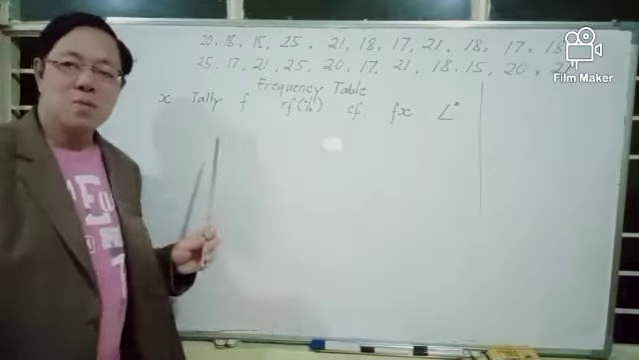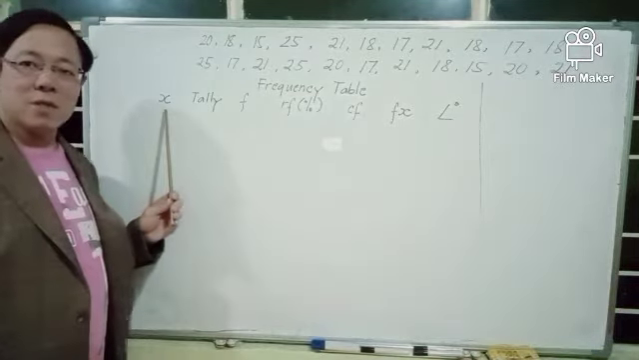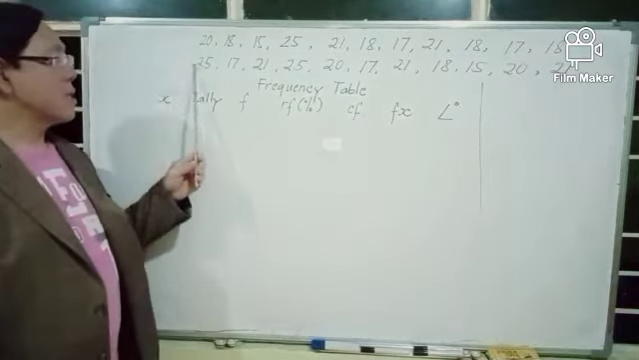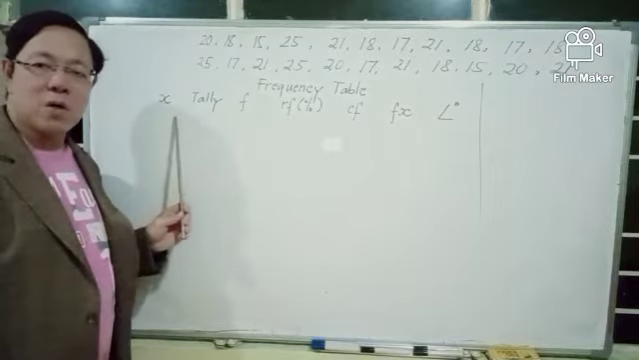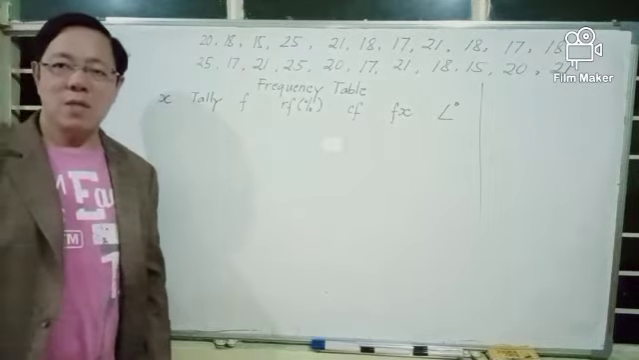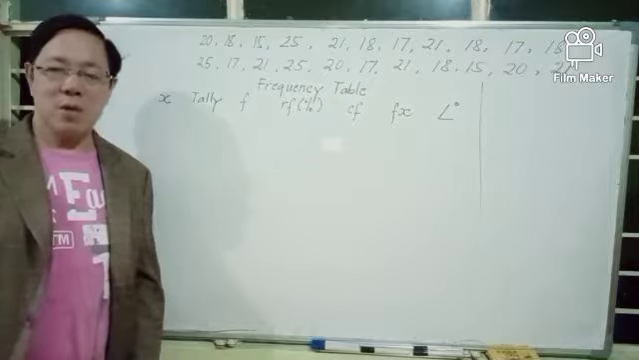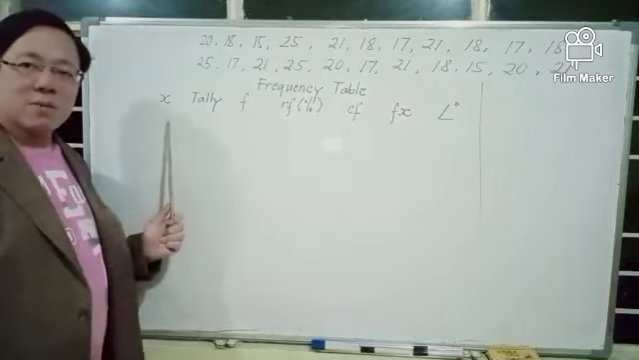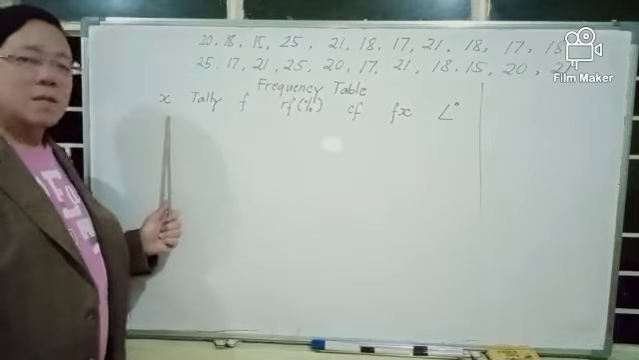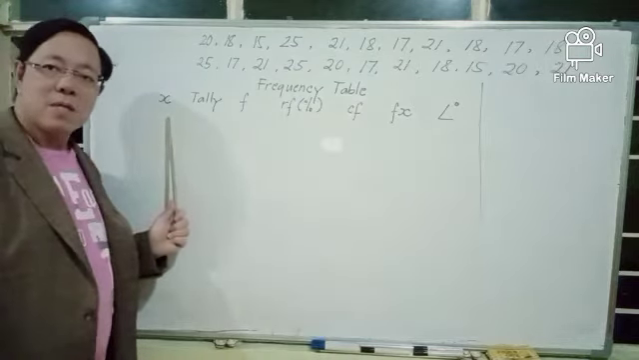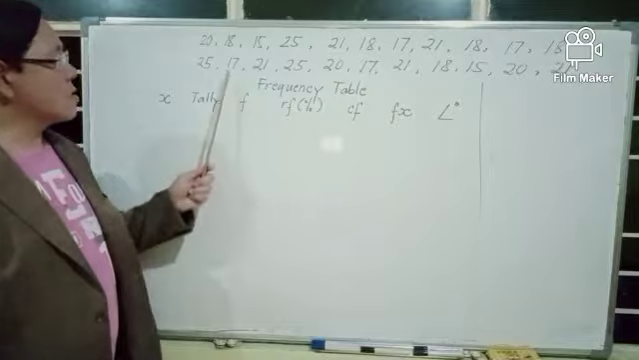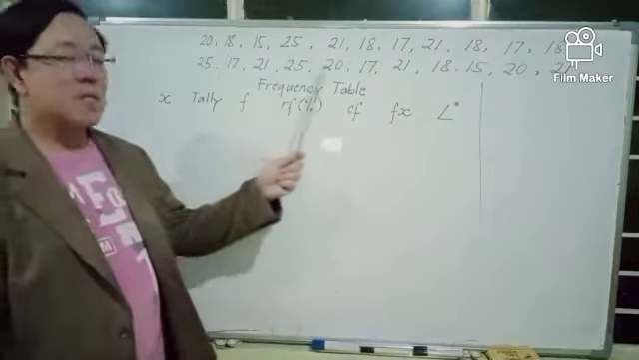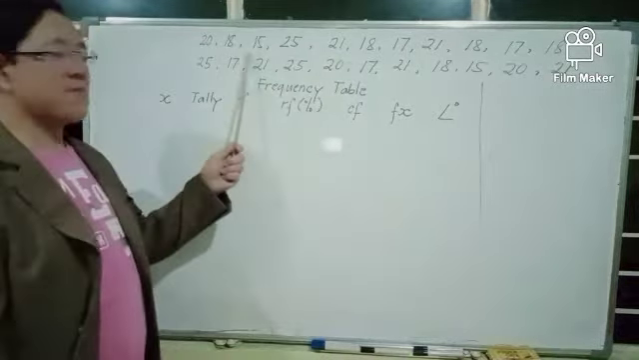In the first column, we write X. X denotes the score. And in the first column, or column X, we will arrange the scores in ascending or descending order. I will arrange the scores in ascending order. That is, we start from the lowest. And the lowest here, by inspection of the given scores, is 15.